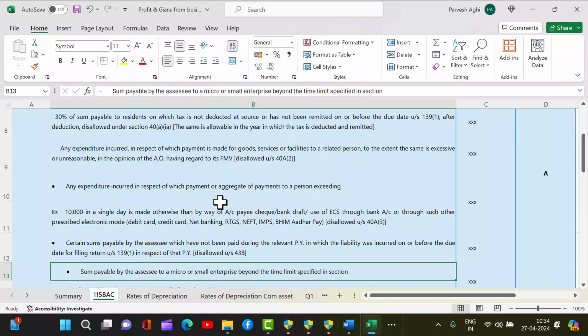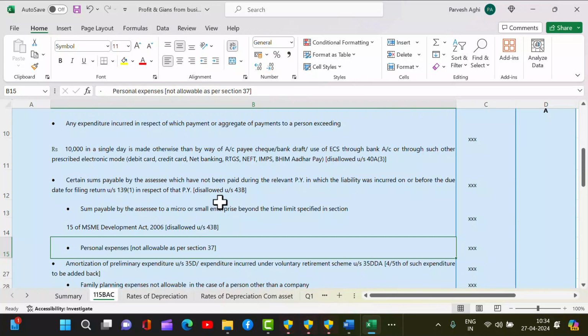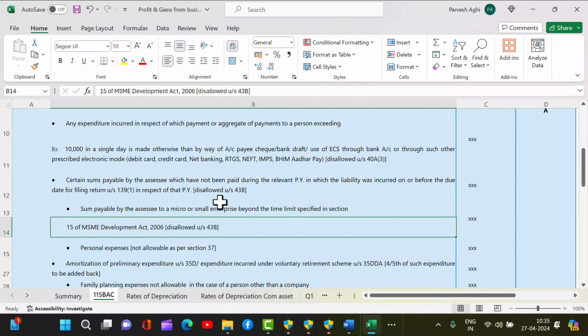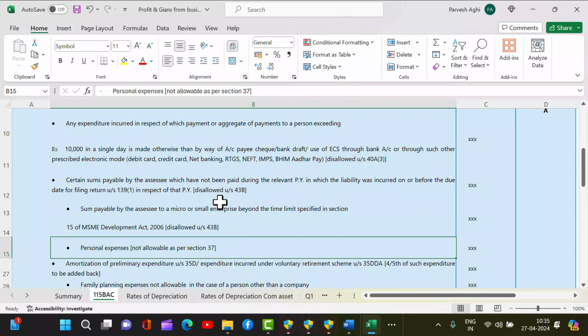So the income tax says, okay, if you do that, then we are going to add that to your income and you have to pay income tax on that. So this is any sum for small, okay. Just, this is disallowed under the MSME Development Act. Okay, read this. Personal expenses not allowed as per Section 37. So that means any personal expenses are also not allowed.